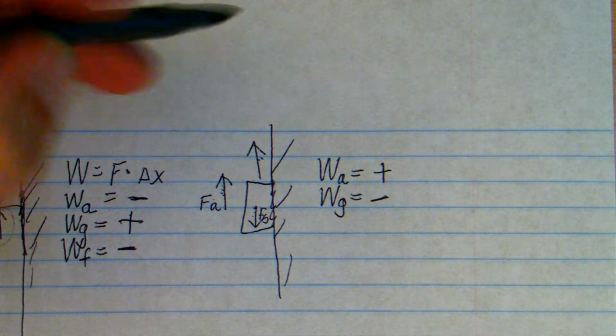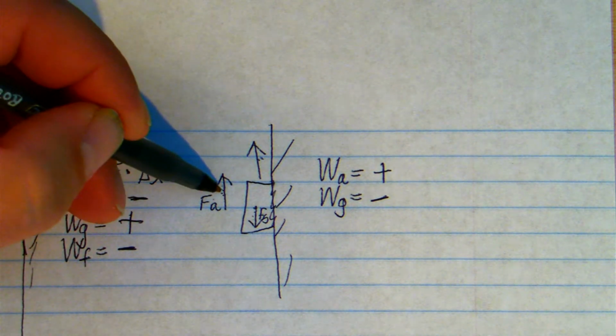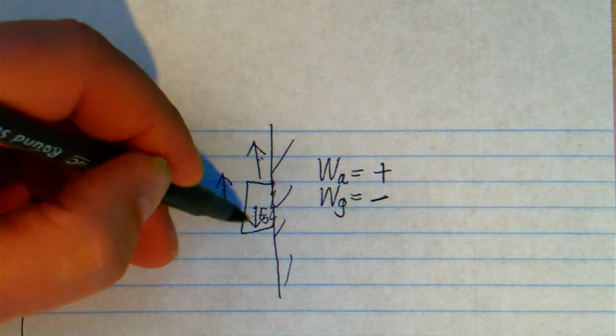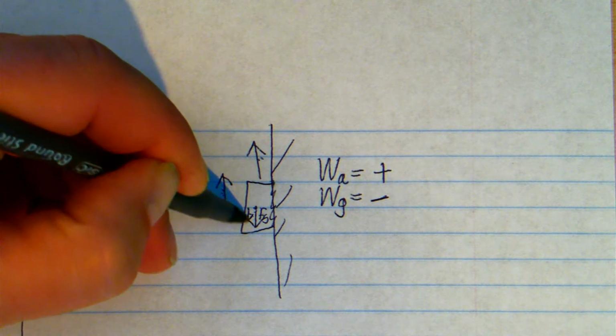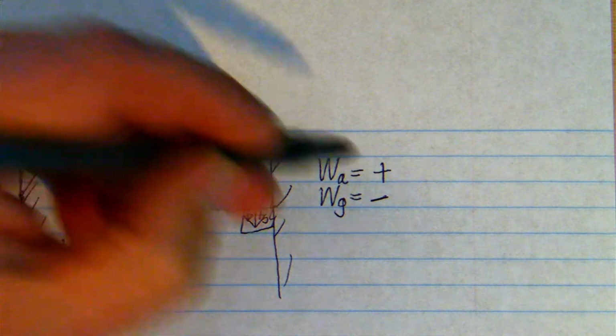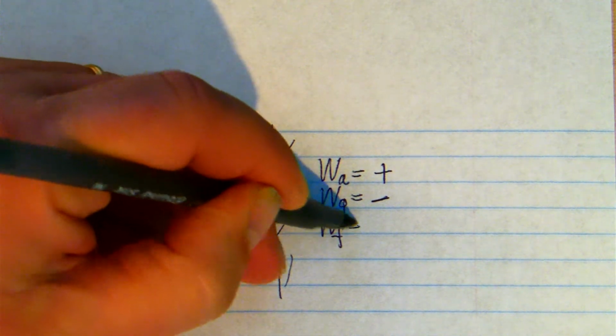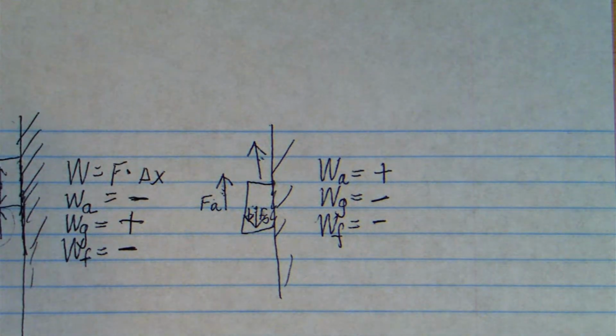And finally, friction always opposes the direction of motion. If the box is moving up, then friction is pointing down, and the work done by friction will be negative.